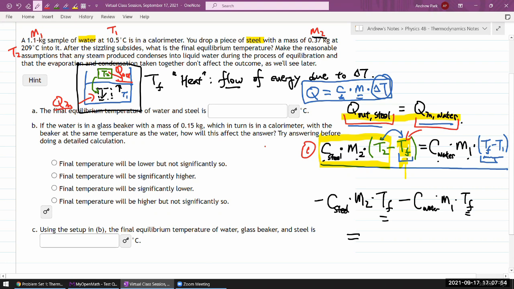Okay, so I have the product of C m2 T2. I'm going to move it over to the right, so it'll get a minus sign. C still m2 T2. And already on the right-hand side, I have a C m1 minus T1. So minus C water m1 times T1. So, I have a bunch of extra.